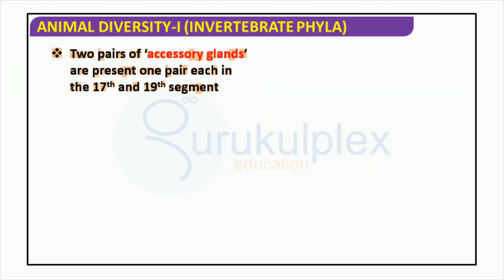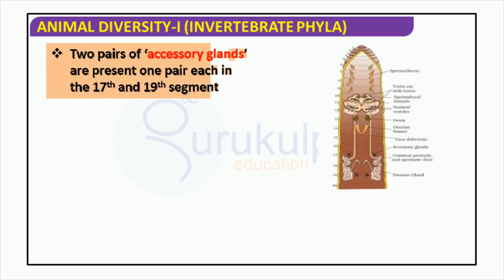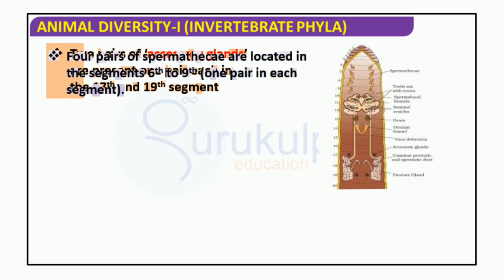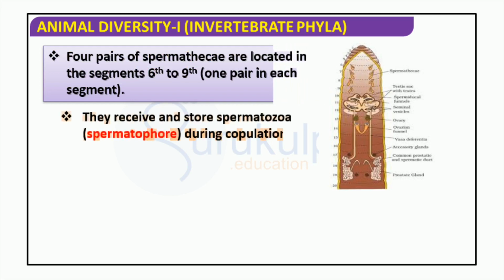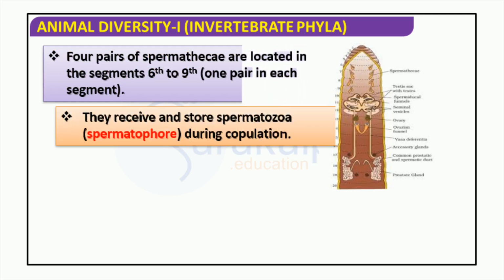This presentation covers animal diversity from the invertebrate phyla. We are going to look at 2 sets of accessory glands located in the 17th and 19th segments, 4 pairs of spermatheca in 6 to 9 segments, and a single pair of ovaries found in the 12th and 13th segments. These structures are noteworthy in terms of understanding the diversity of the invertebrate phyla.